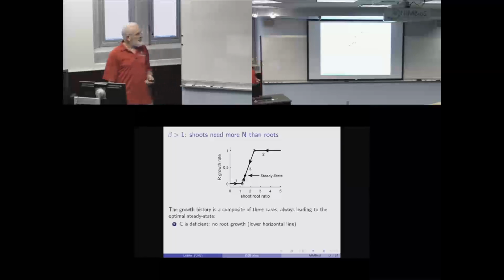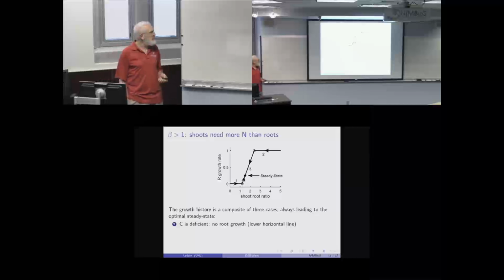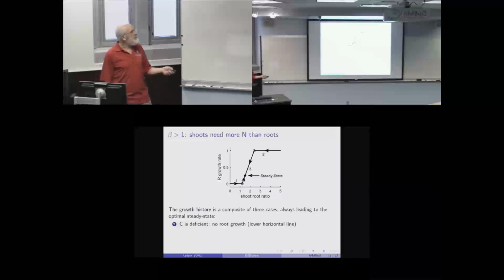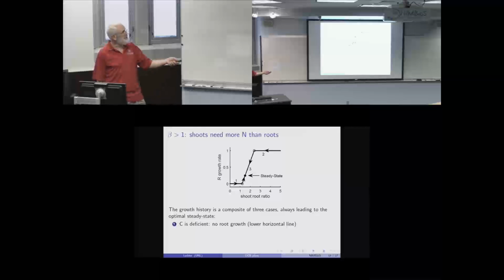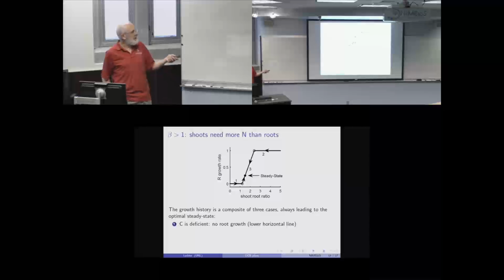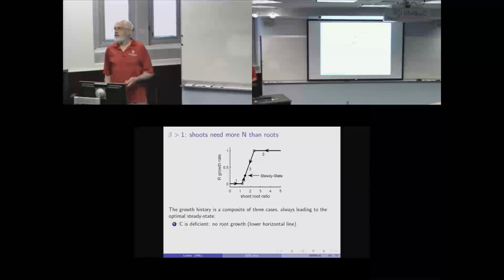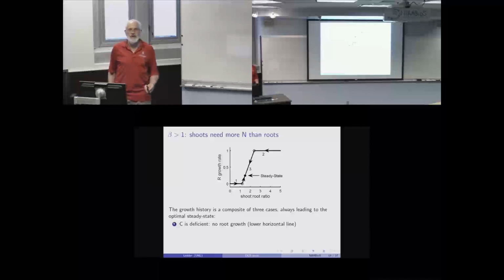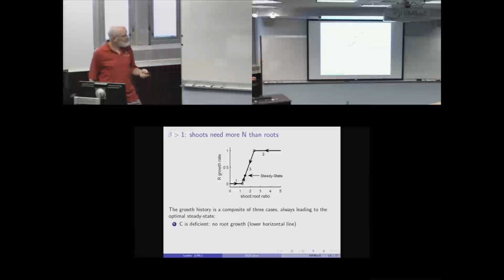So the growth history is a composite of these three cases, always leading to the optimal steady state, which is marked in the graph. So let's look at the three cases. Case number one, the carbon is deficient. If carbon is deficient, the shoot-root ratio is low. What makes the carbon deficient is the fact that the shoot-root ratio is low. So you have a low ratio of shoots to roots. You have inadequate carbon. And so there's no root growth. All of the carbon is being used by the shoots. There is no rejection flux down to the roots. So the roots don't grow at all. And so you're at 0 on this graph.